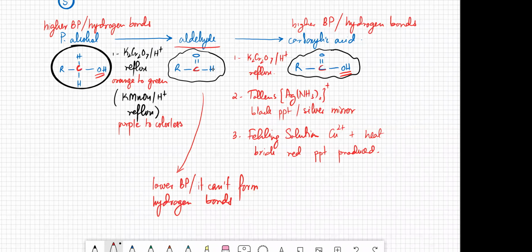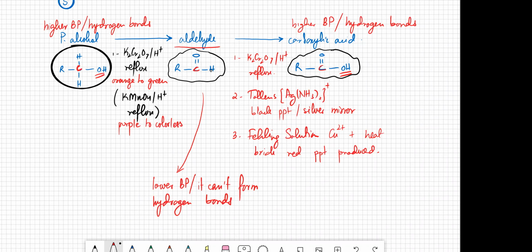Now, how do you stop at an aldehyde? If you want primary alcohols to turn into an aldehyde, instead of using reflux, you use distillation. Because as soon as aldehydes are formed, they've got lower boiling points and they'll escape the container. They'll just evaporate and you can condense it somewhere else. Remember, when you're refluxing something, nothing can escape the container because you've put a condenser on top. Everything falls back into the container, so the aldehyde will eventually react and form carboxylic acid.